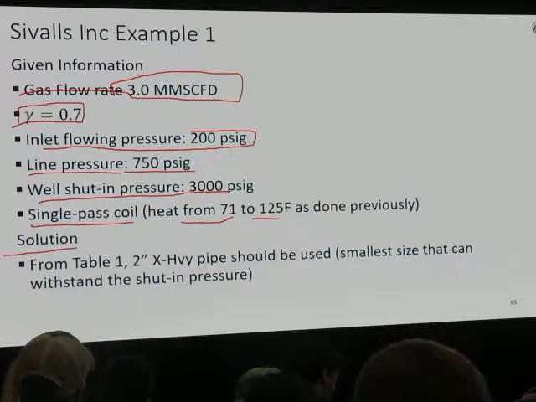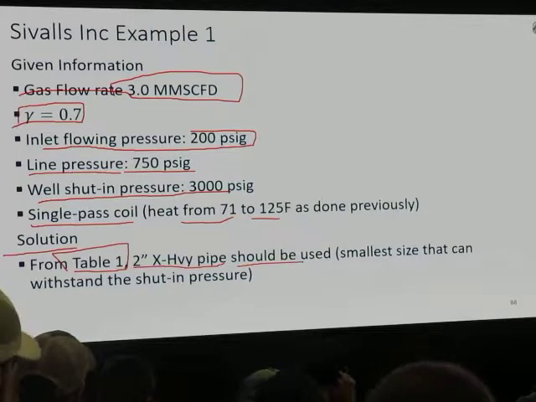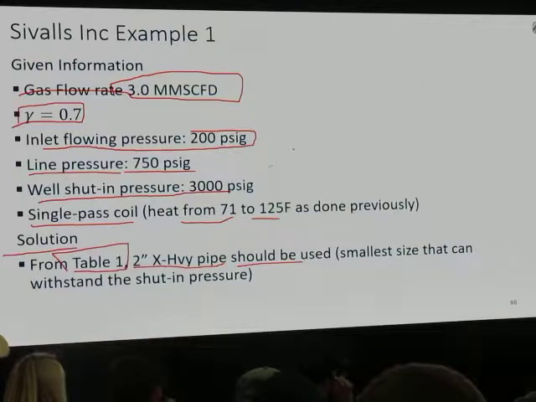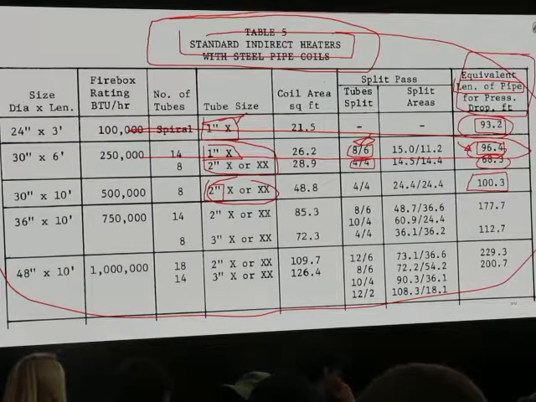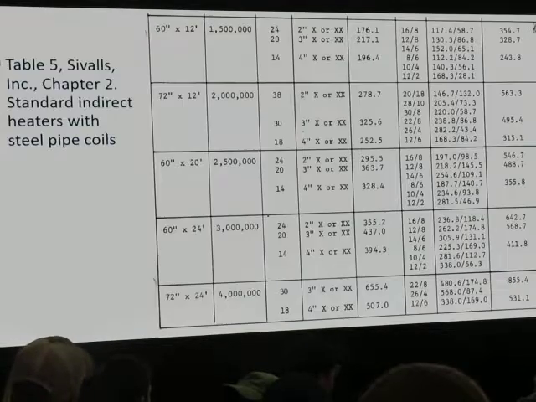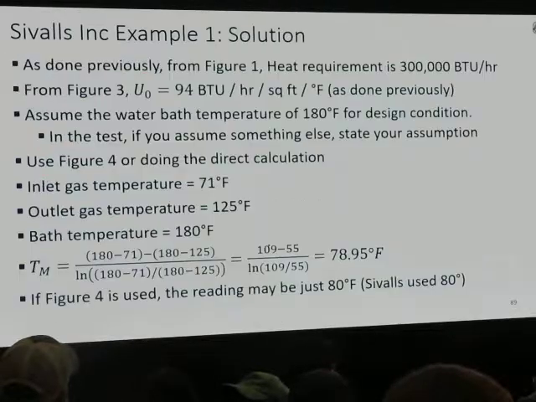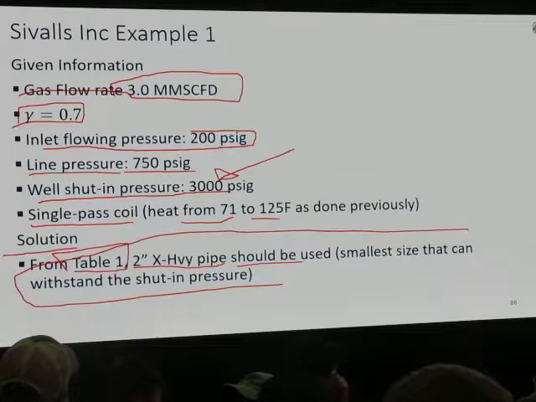Okay, here's the solution part. From table 1, 2-inch X heavy pipe should be used in terms of pressure. So number 1, we look at pressure, right? This is the same thing that we did. Okay. We want to withstand the barrel shutting pressure, 3000 psi. Previous example show us that we should use 2X. 2 double X works, but it's not the smallest size. And 2X will withstand the shutting pressure and not have too much pressure drop. Good? So this part of the solution comes from the thing that we just did together. Okay, we did that already.